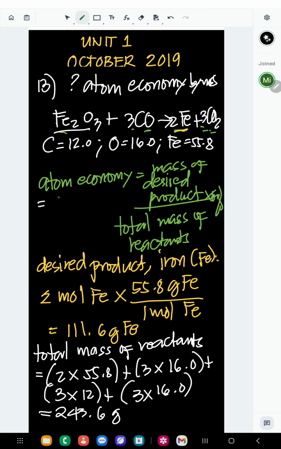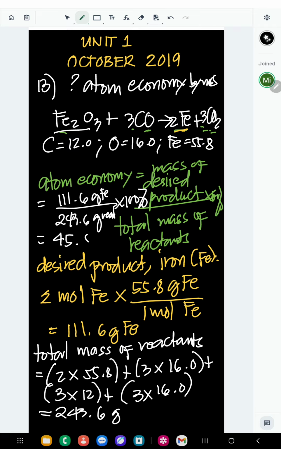And now we can solve for the atom economy. So this is just equal to 111.6 grams iron divided by 243.6 grams of reactants times 100%. Calculating that would give us 45.8%. So this is the atom economy of iron. So the answer here should be letter B. So the answer is letter B. Now let's move to number 14. It's another calculation.